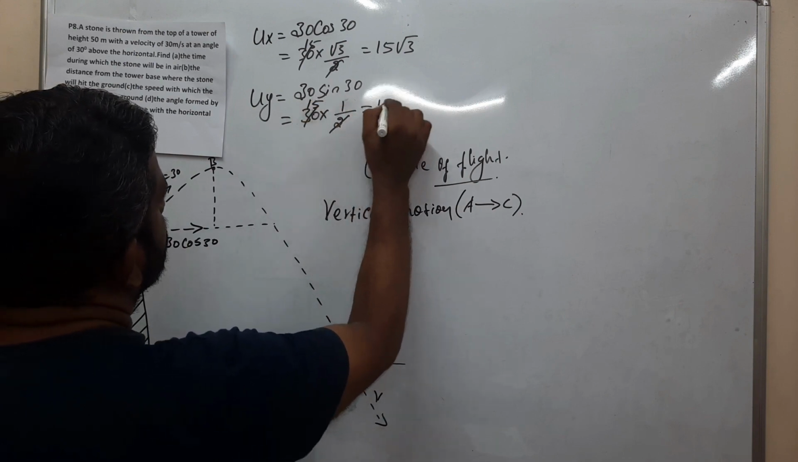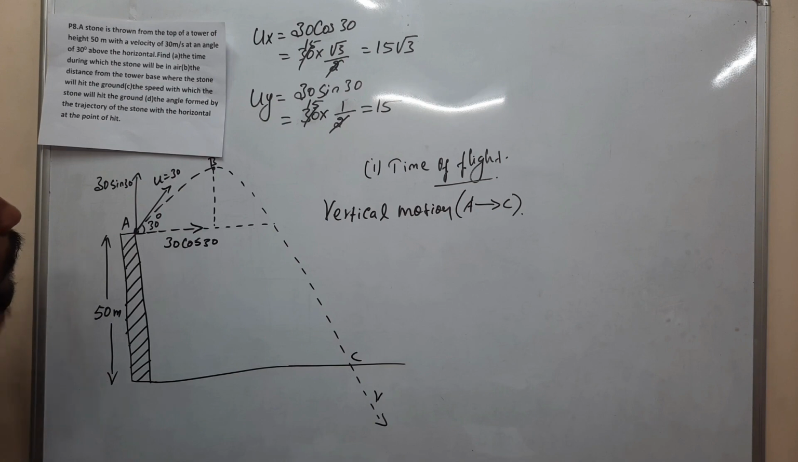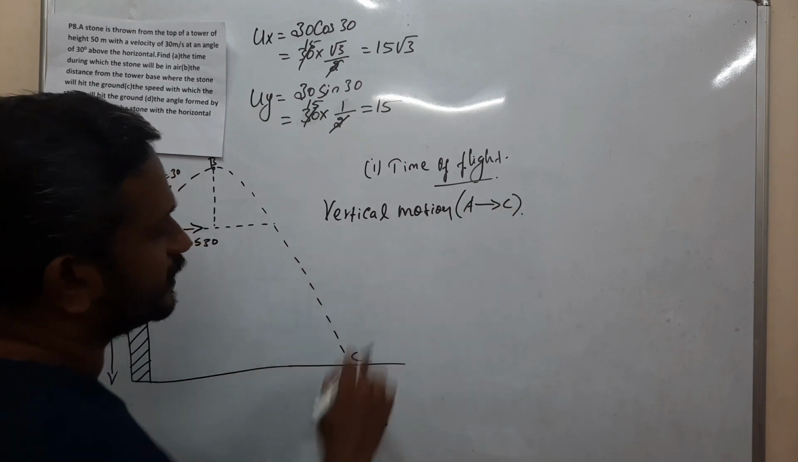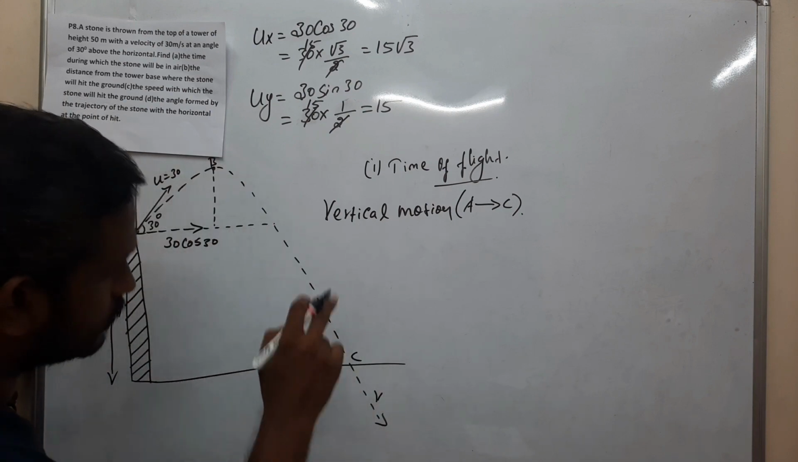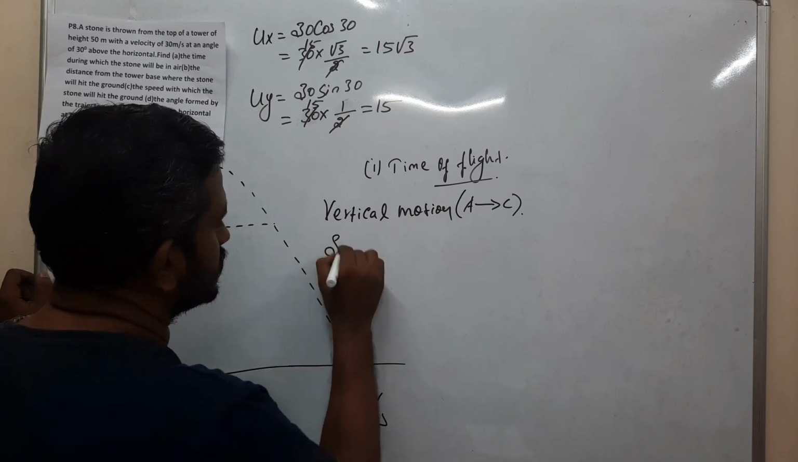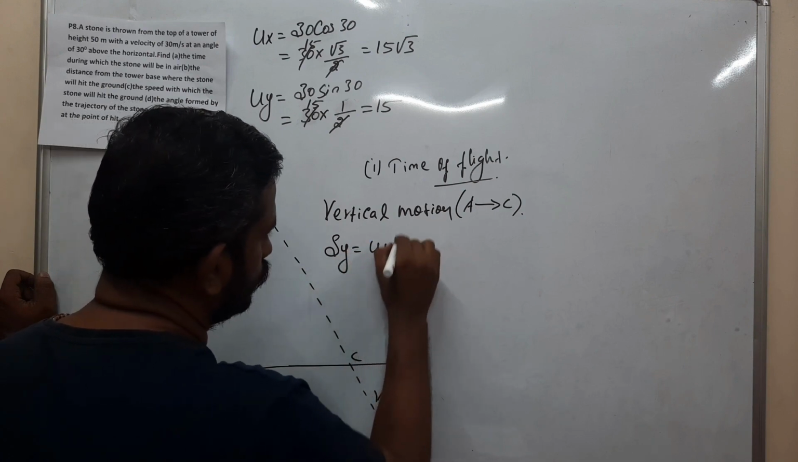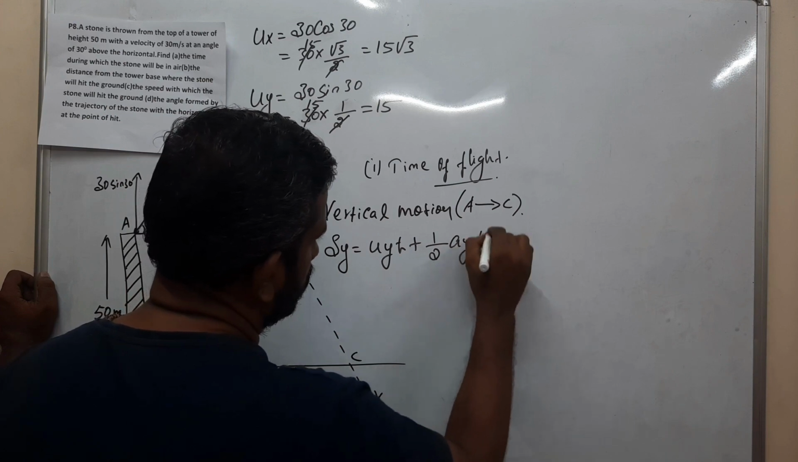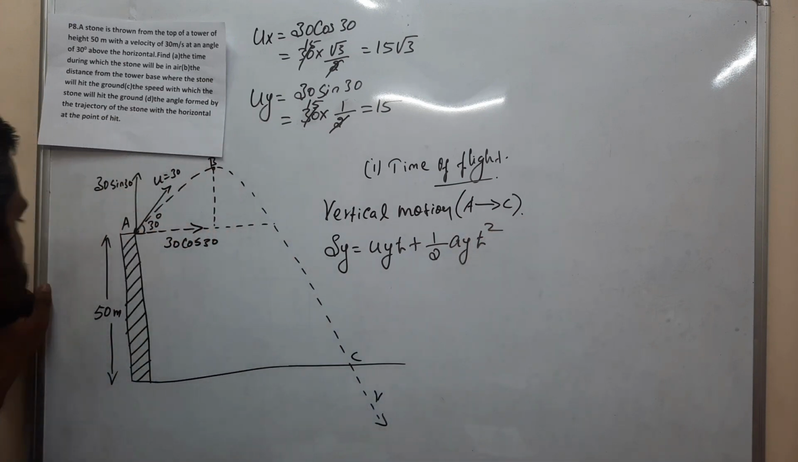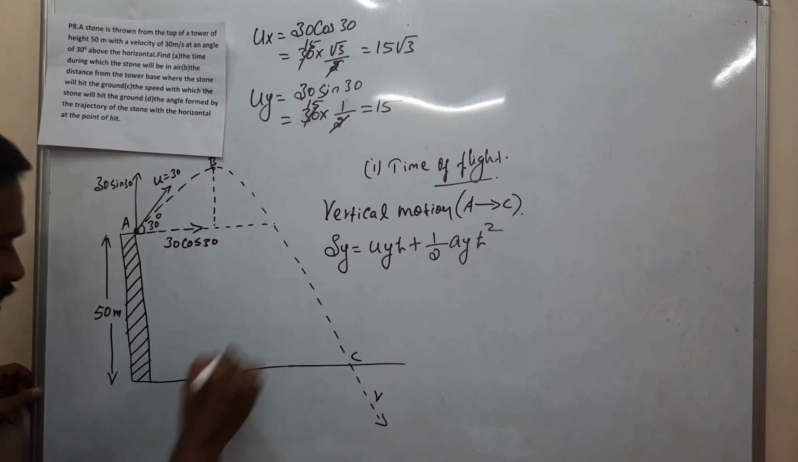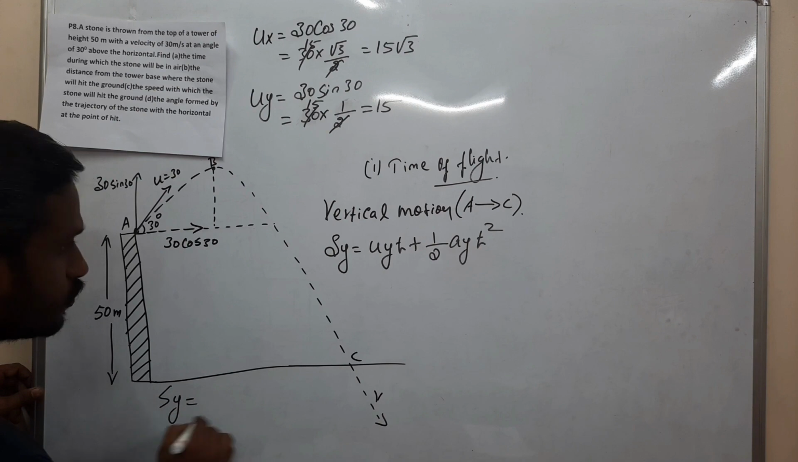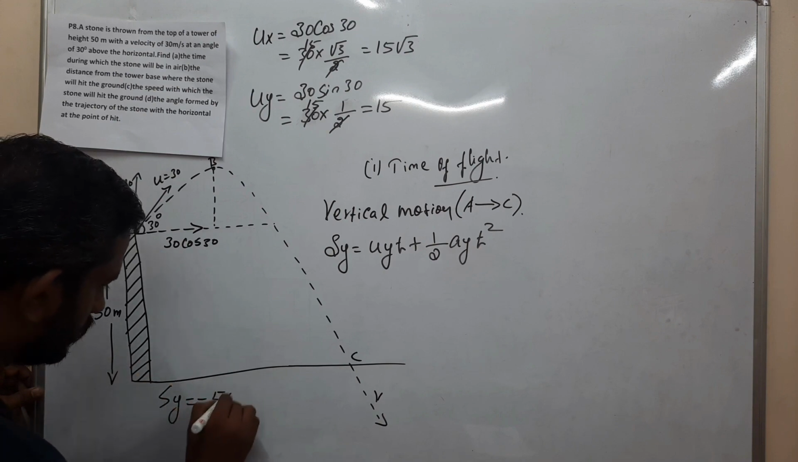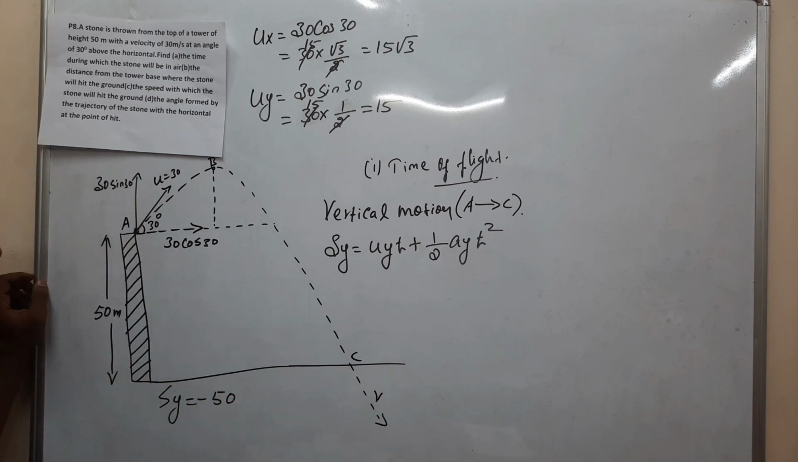That's equal to 50. Okay, 50 uy. So vertical motion, I am considering the vertical motion from A to C. So I am writing the equation, that is Sy is equal to uy t plus half ay t square. So what is Sy? Sy is equal to minus 50.